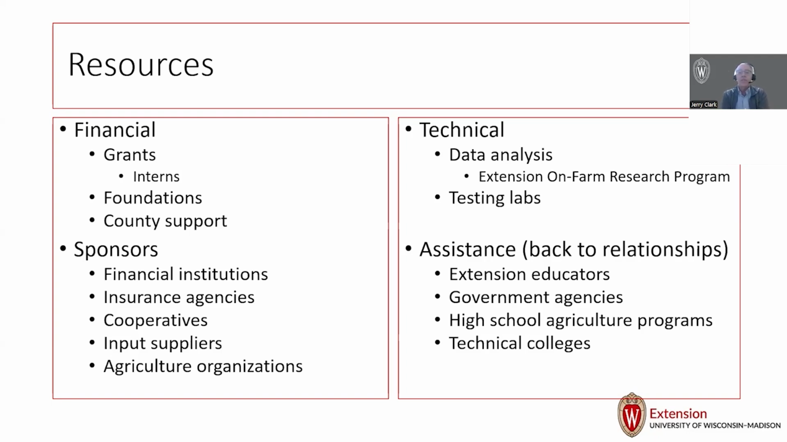And then the assistance part, back to the relationships. So extension educators, government agencies, we've used, excuse me, help from the DNR and land conservation departments that are interested in these kinds of things. And again, students, some high school agriculture programs, FFA projects, and technical colleges can also be an avenue to get that assistance, whether that's assistance for getting the data collected or actually implementing the project itself.